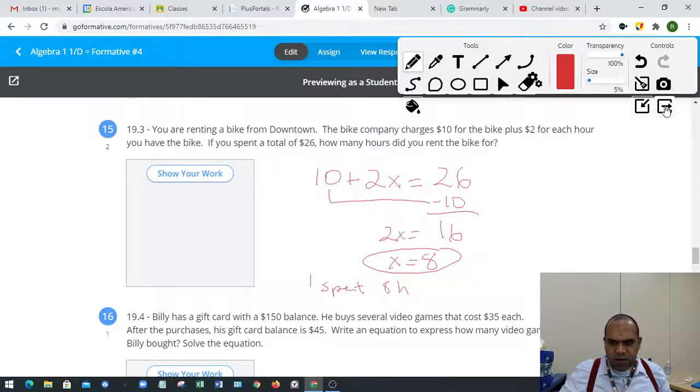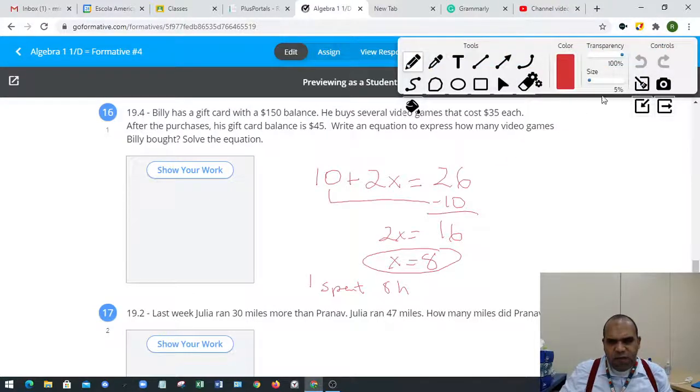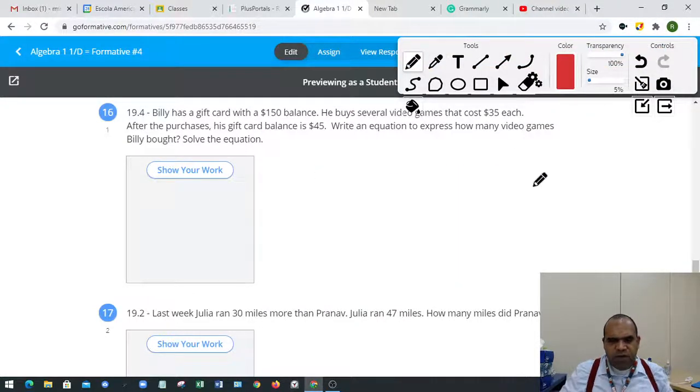Let's go to the next one. Billy has a gift card with a balance of 150. He buys several video games that cost 35 each. After the purchase, his gift card balance is 45. Write an equation to express the number of video games Billy bought. Solve the equation. Okay, Billy has a gift card with a balance of 150. Okay, the starting amount is 150.